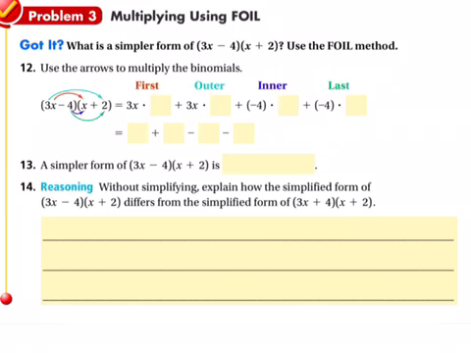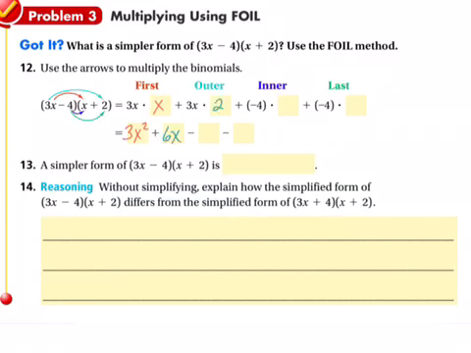Here's another example of using the distribution method, also called the FOIL method. As you can see here in red, we're going to multiply the first terms of each binomial, 3x times x, which is 3x squared. Then in teal, we're going to multiply the outer terms of the two binomials, 3x times a positive 2, which is 6x.